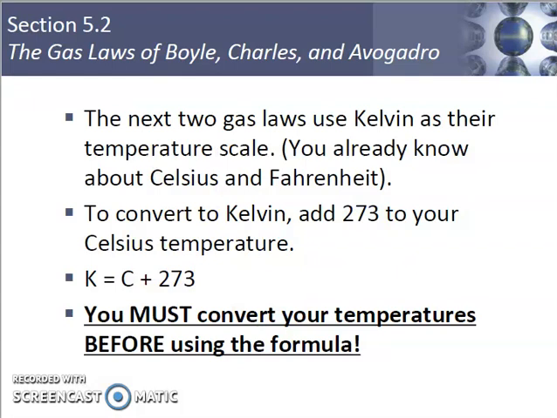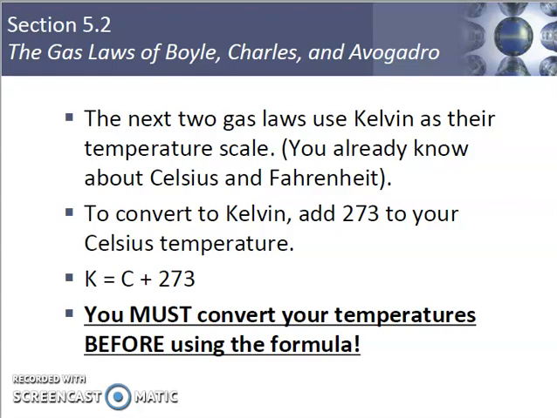These next two gas laws that we're going to talk about use Kelvin as the temperature scale. You are probably more familiar with Celsius and Fahrenheit. Kelvin is a scale that we use in chemistry in order for all of our temperatures to always be positive. It makes our mathematical calculations a lot more simple. And so it starts off basically at what's called absolute zero and then just goes up from there.